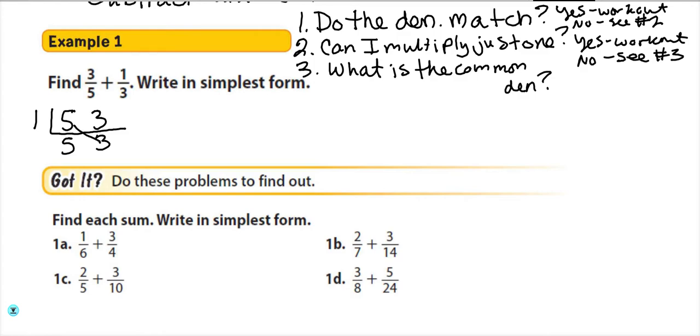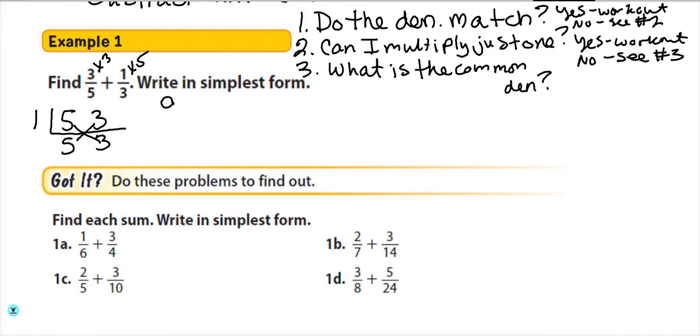Okay? Then you crisscross them. The crisscross tells you what you need to multiply each of the fractions by. So the one that has a 5 on it needs to be multiplied by 3. The one that has a 3 needs to be multiplied by 5. So we're going to multiply these by 3, and we're going to multiply these by 5. Okay, so let's go ahead and do that.